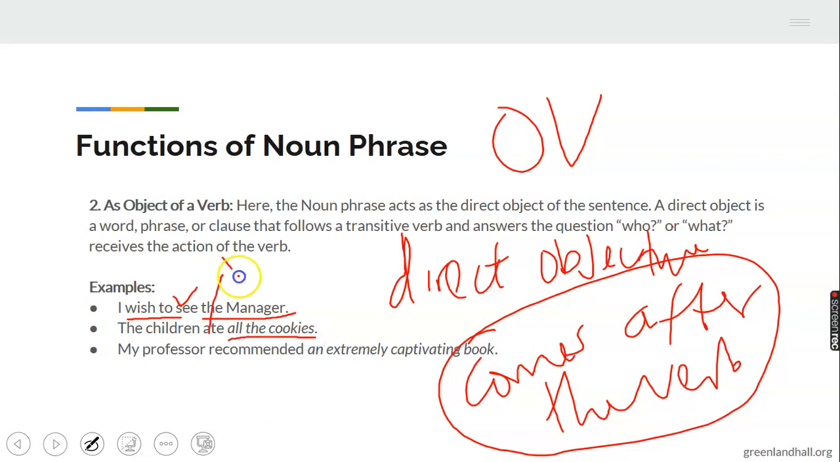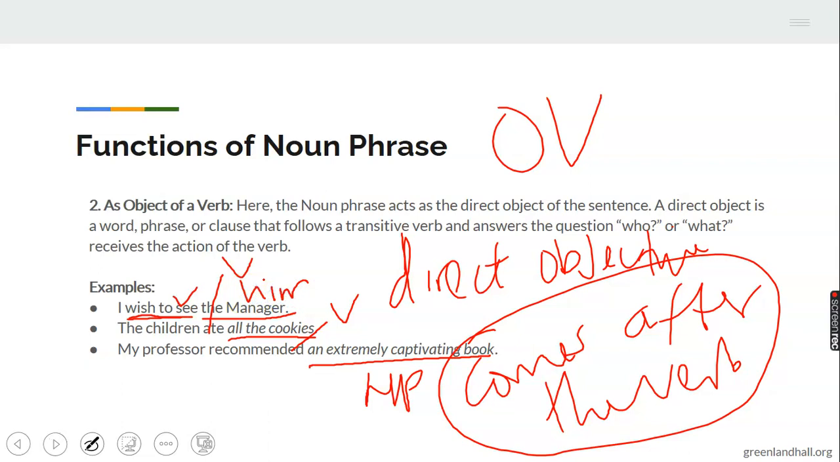Ate is the verb. My professor recommended an extremely captivating book. This is the noun phrase, NP. This is the verb. Let me come again. I said for a noun phrase to function as object of the verb, it must come after the verb. And this is the verb here, wish to see. And mind you, I also said you can replace a noun phrase with a pronoun. I can tell you here, I wish to see him.